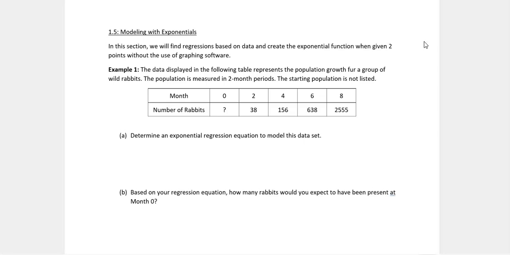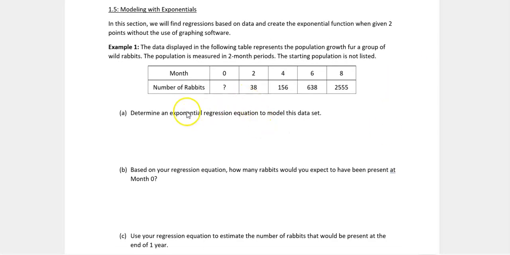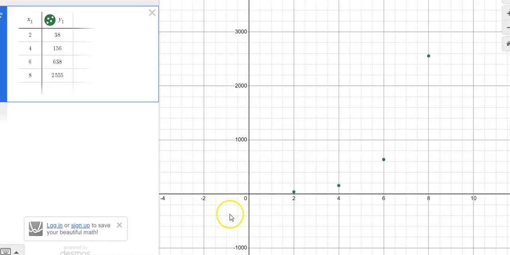So we have this information. We need to find the exponential regression that models this set of data. Now, if you look, there's not a value for 0, so we can't use that point, but we can use all of the others and type it into Desmos. So I have conveniently typed it into Desmos.